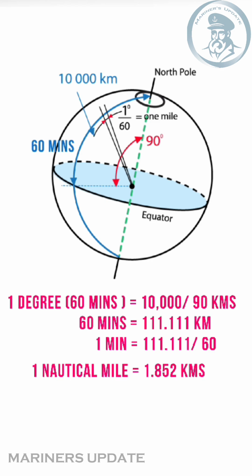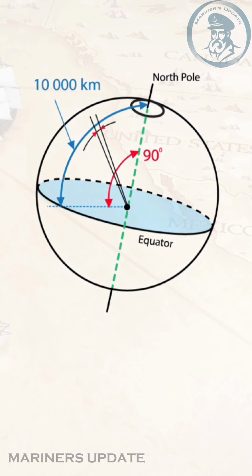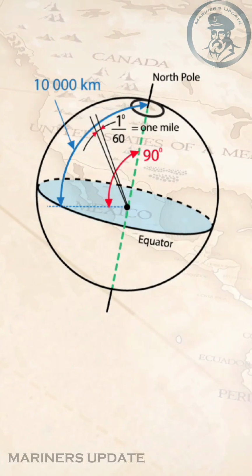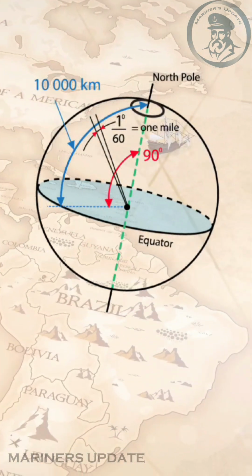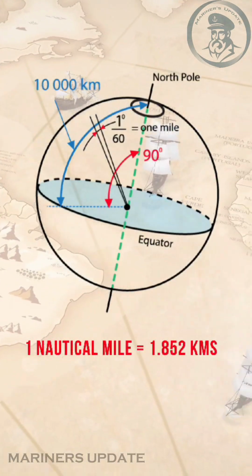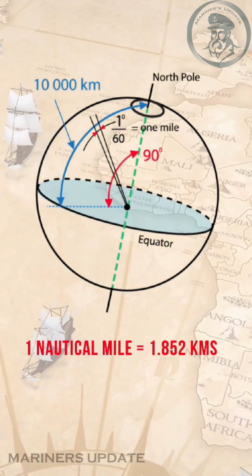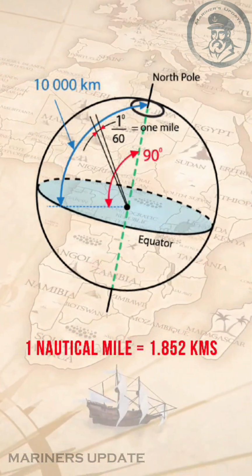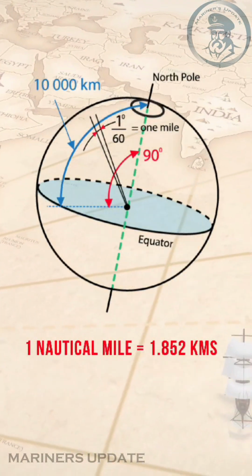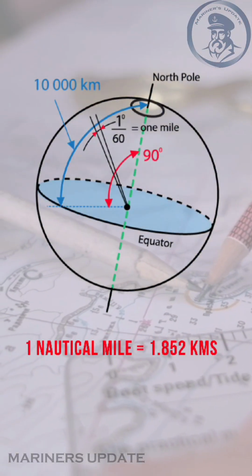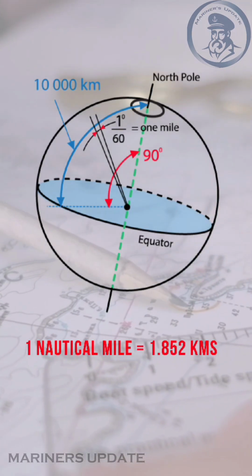So 1 nautical mile is 111.111/60, which means 1 nautical mile at Earth's surface equals 1.852 kilometers. Thus, each minute of latitude equals 1 nautical mile, a standard unit that mariners can use for navigation across the Earth's curved surface. In summary, 1 nautical mile equals 1.852 kilometers. This unit remains essential for navigation, as it directly relates to the Earth's circumference and helps navigators plot courses based on latitude and longitude measurements.